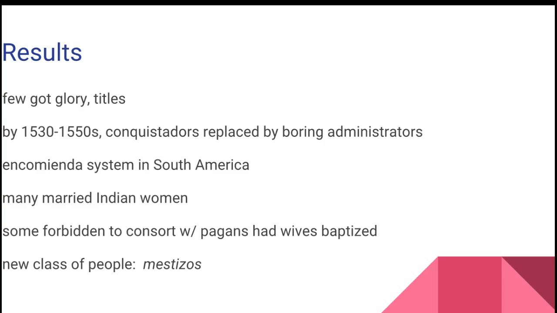But this is what the Spaniards did in their conquest. This was a lot of what happened. They enslaved the Incas. They enslaved the Aztecs, and basically stole all their land, killed many of them, and stole their gold and silver.